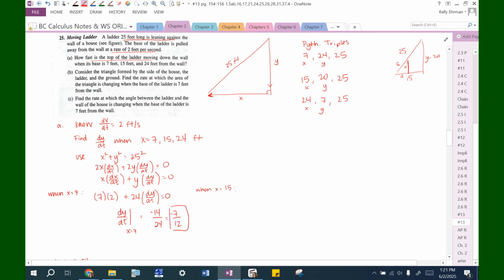What about when x is 15? So remember, you can't use your scaled down 3, 4, 5. You had to scale it back up. This is the size triangle. Use the same formula, though. So now it's 15 for x. dx/dt is still 2. Plus y was 20. dy/dt equals 0. So dy/dt when x equals 15 is equal to negative 30 over 20, which is negative 3 over 2.